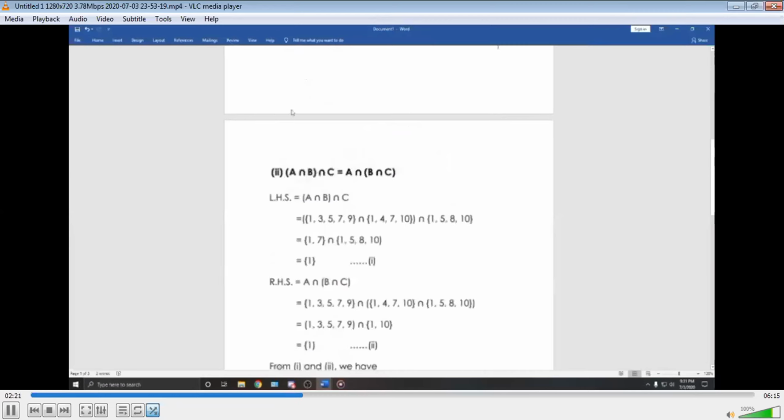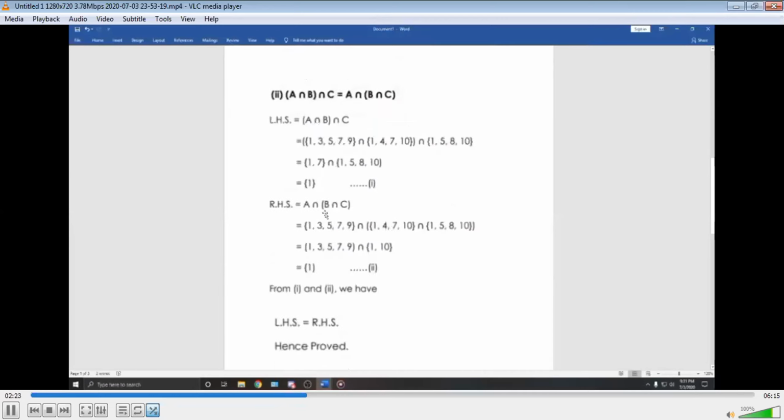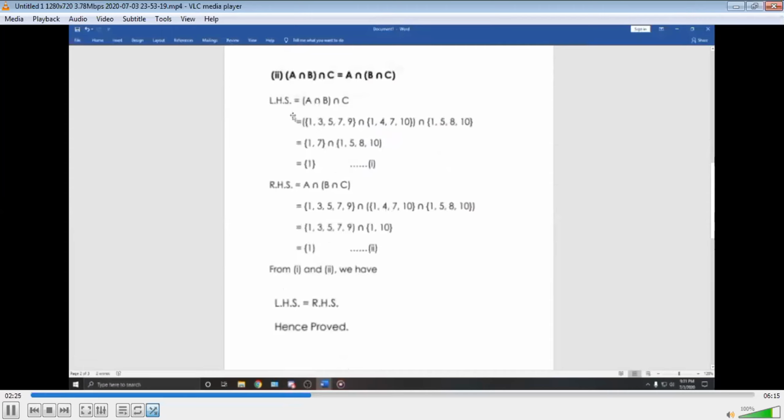Now we move on to question number 2. Imran will explain to you question number 2. Faika, thank you for the explanation of question number 1. Now let's move to question number 2.